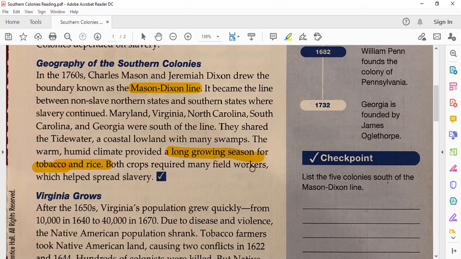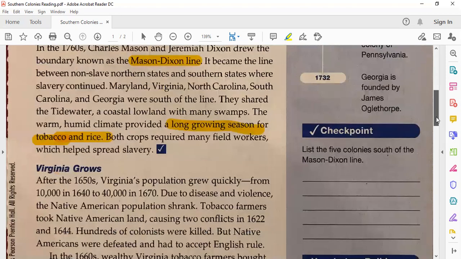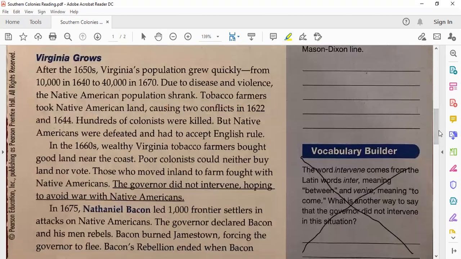Both crops required many field workers, which helped spread slavery. And we're talking about it after we've discussed the fact that indigenous people and indentured servants are not going to be considered a long-term solution for labor, okay? This is what we talked about last week.